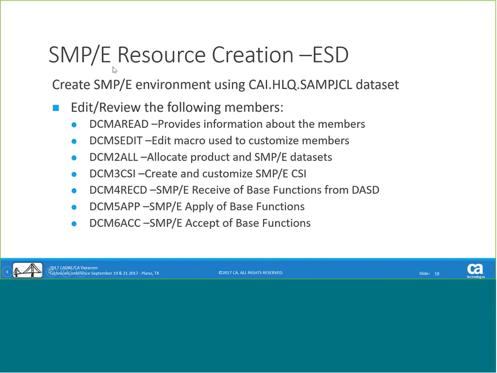If you are going to be using the traditional SMPE method for creating your SMPE resources, the JCL members to do that are listed. I'm not going to cover them. They're pretty straightforward. There's an edit macro, allocate, create, and customize the CSI, receive, apply, and accept. So they're batch SMPE members.